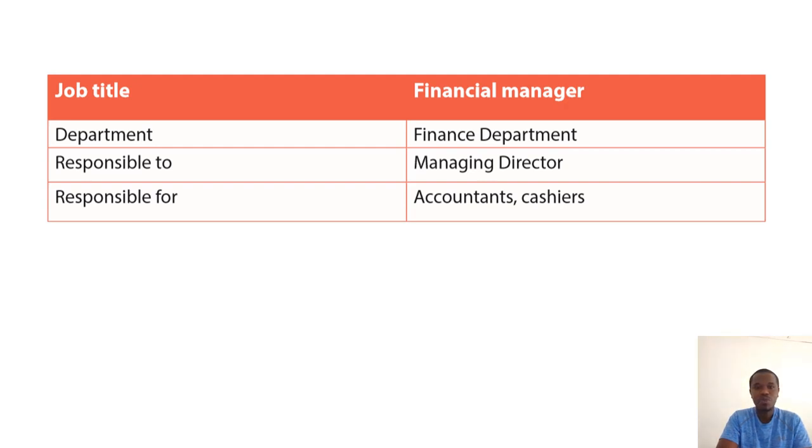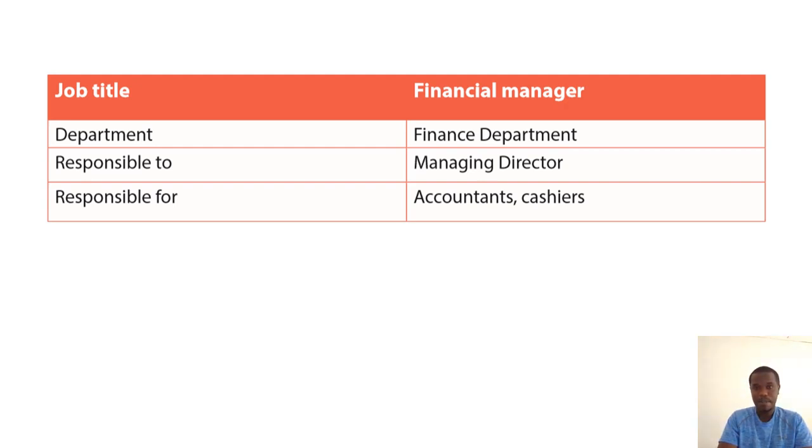I mean, responsible to this. The financial manager will be responsible to the managing director and responsible for accountants, cashiers, and everything, and many more may be in that department. When we talk about responsible to, it means this person reports to this person, reports to the managing director. The financial manager will be reporting to the managing director.